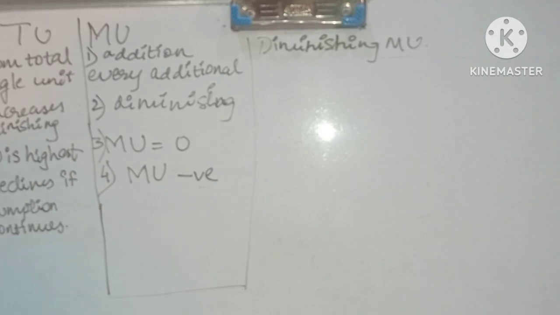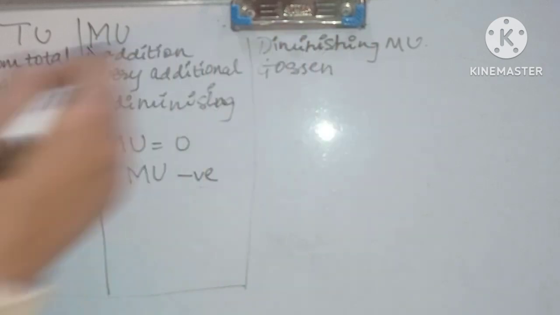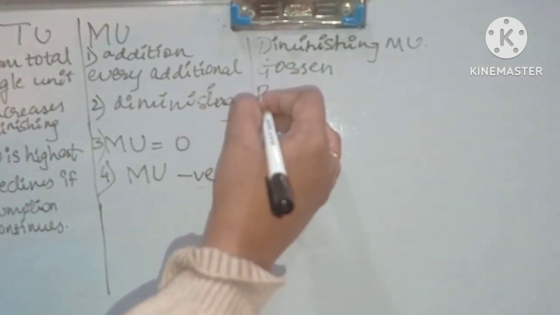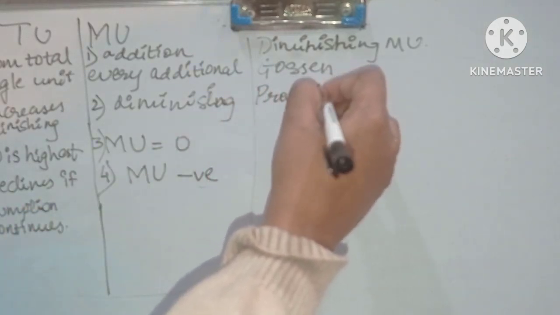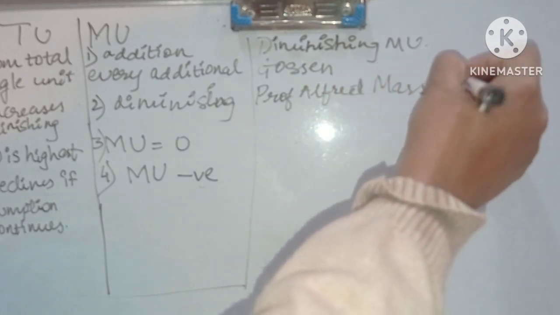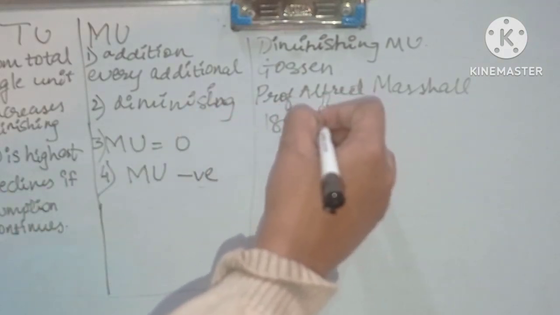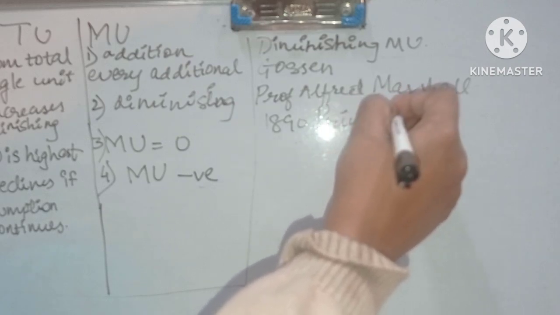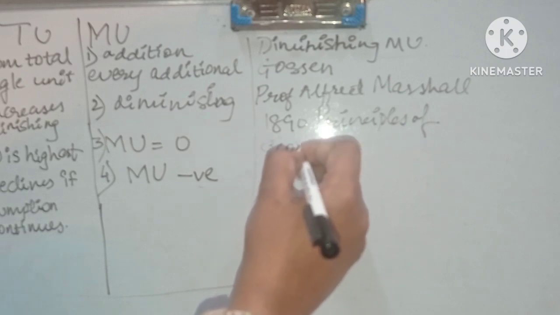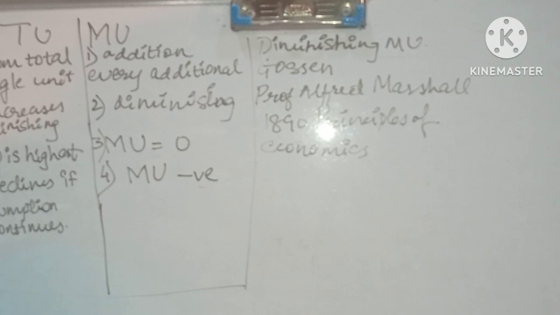This law was first proposed by Professor Gossen, and in detail it was discussed by Professor Alfred Marshall. So remember this name. In the previous chapter also we had this name, Alfred Marshall. In his book Principles of Economics, published in 1890, he has proposed the diminishing marginal utility.